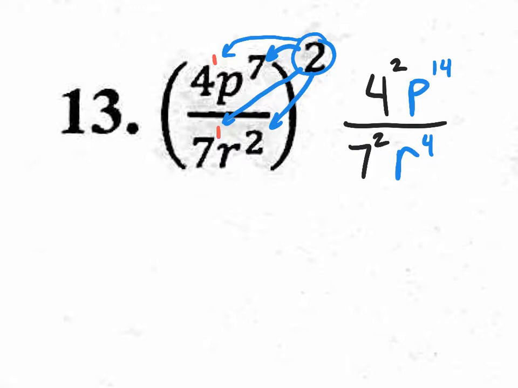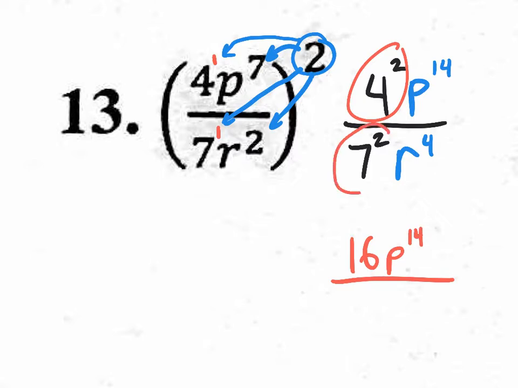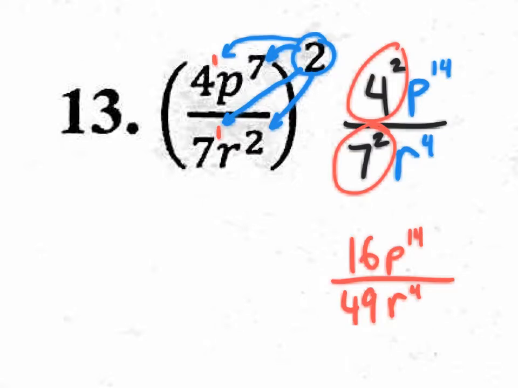Now, that's our answer, but is there anything else that we could do? Yeah. What? And what is 4 to the 2nd? That's 16. Okay, so my answer is going to have a 16 up on top. And the p to the 14, we're just going to rewrite it. And on the bottom, what's 7 squared? 49. 7 times 7 is 49. And then the r to the 4th, I just bring down again. So this is our answer.